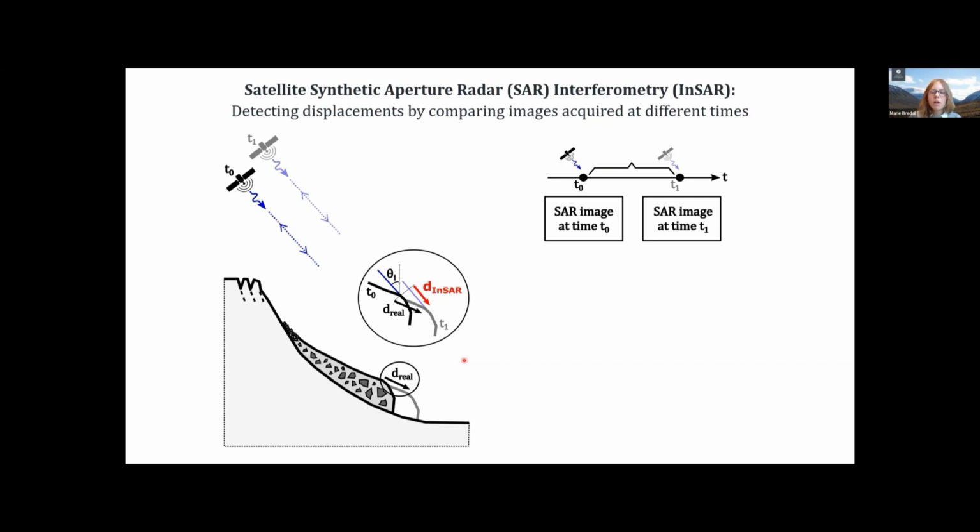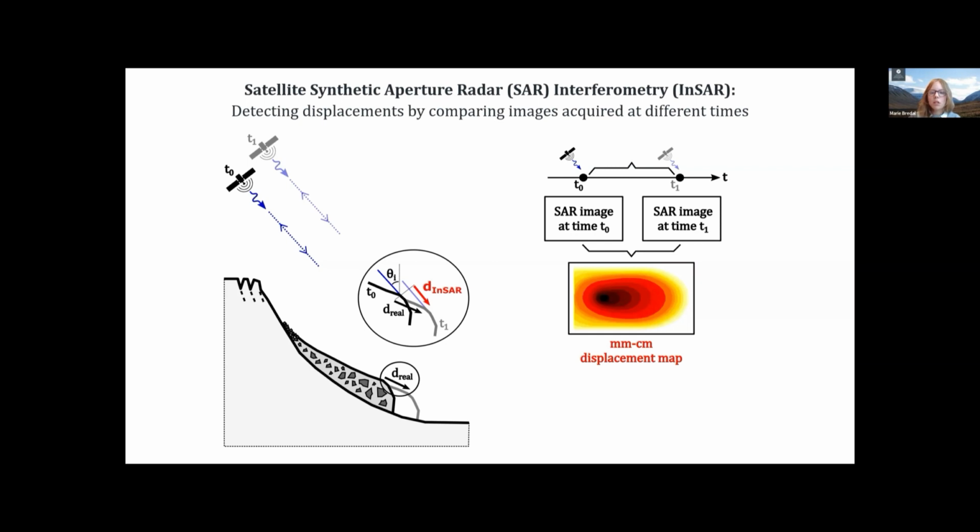But as mentioned, a SAR instrument measurement is one-dimensional, and one should know that the displacement it detects, here with the red arrow, is only a projection of the real displacement along the line of sight of the sensor, which means that in this case, InSAR is detecting an increase in distance between the sensor and the ground, but also slightly underestimates the real displacement because the orientation of the real displacement deviates from the line of sight of the radar.